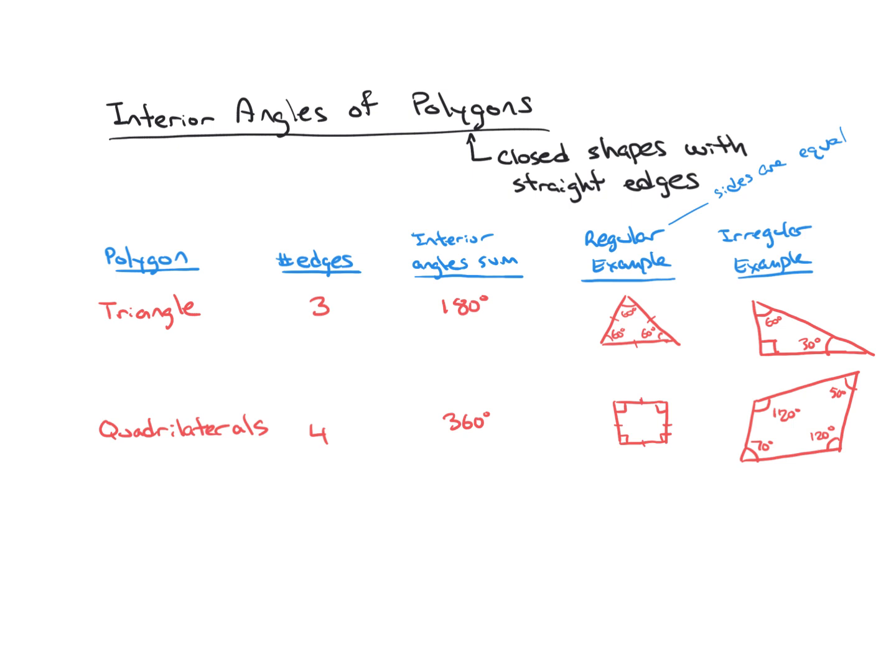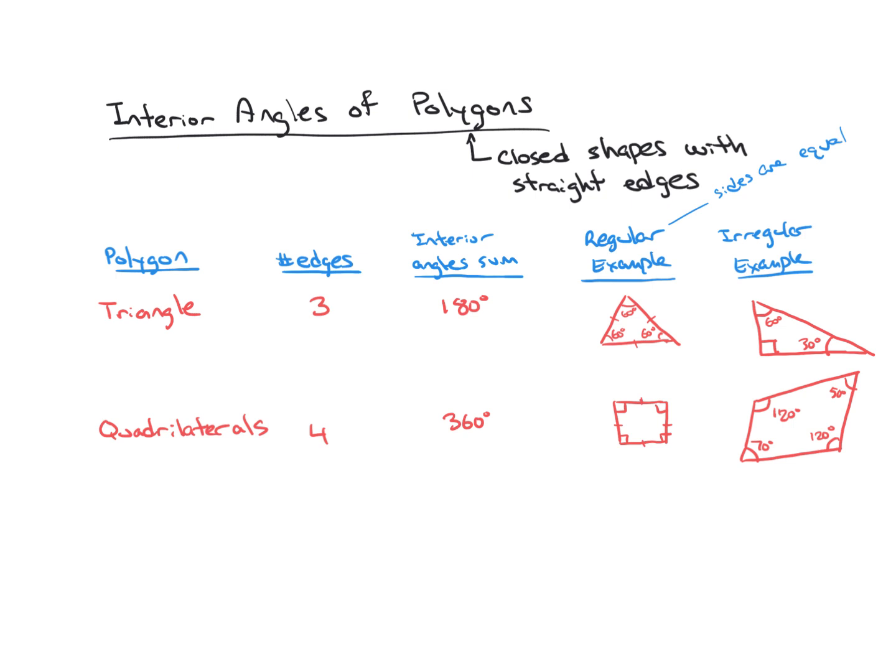Okay, so I kind of just made up 4 angles without using a protractor, but I made sure that they added up to 360 degrees because that's the point. Any 4-sided polygon, a quadrilateral, has to add up to 360.